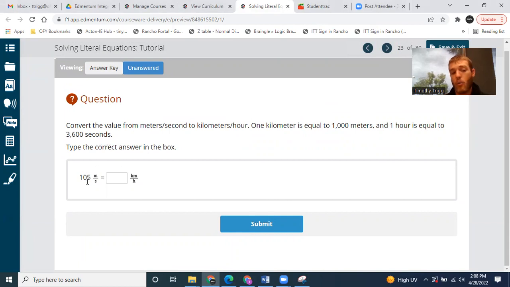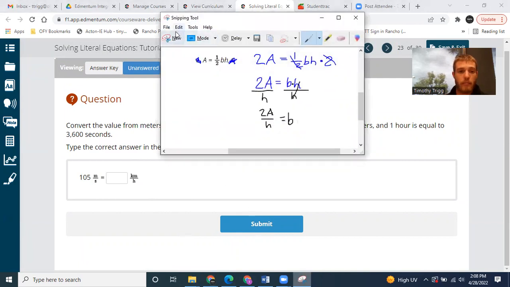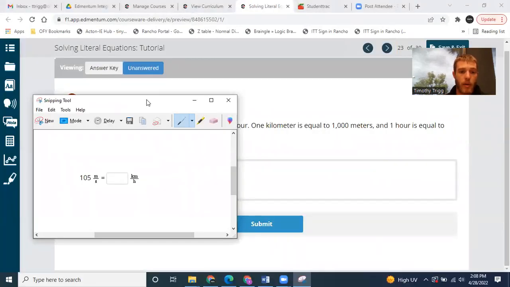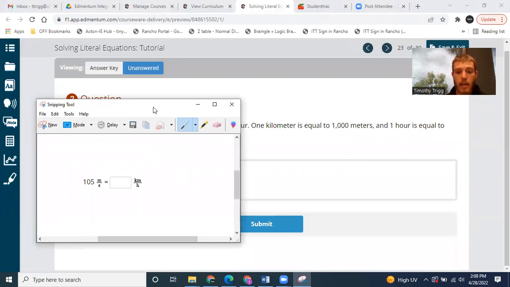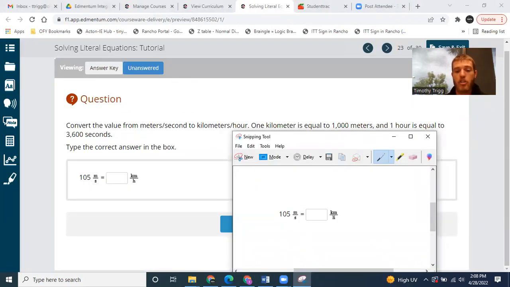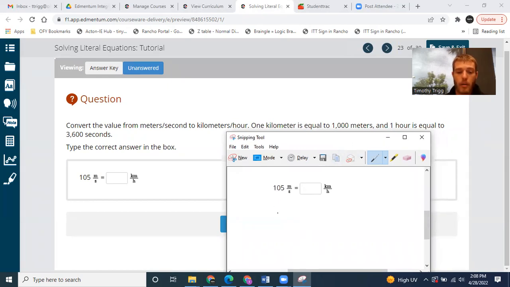So right now we have 105 meters per second. I'm going to grab this right here. We have 105 meters per second, and we want to change it to kilometers per hour. One thing I think about here is we have 105, and I'm going to put this on top like this, meters per second. So this is 1 second. So 105 meters in 1 second. Now my goal is to get it in kilometers per hour, and we're going to have to use a couple of conversions here.